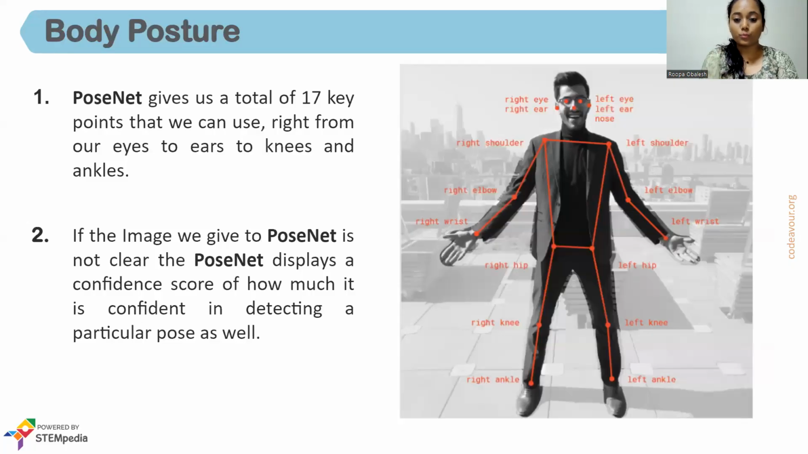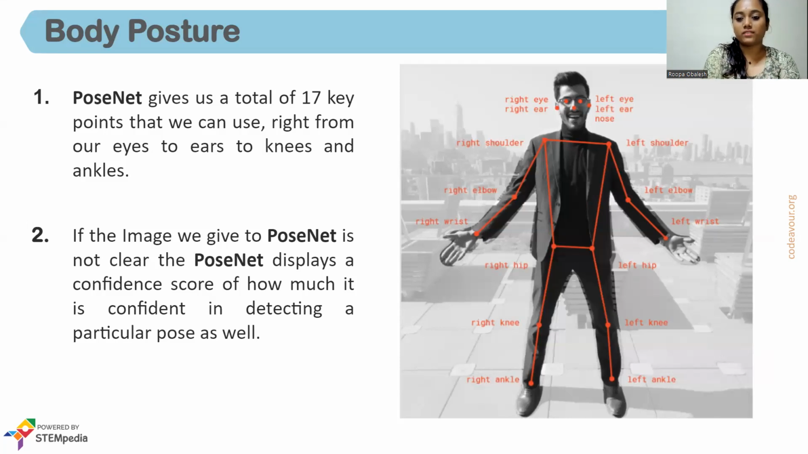As I said, there are points which allow us to find the position of the body. Here we have 17 key points all over the body in PoseNet, from our eyes to ears to knees and ankles. In this image we can see it is all clear: right eye, left eye. All these points we have marked here to give you an overview of the 17 key points.